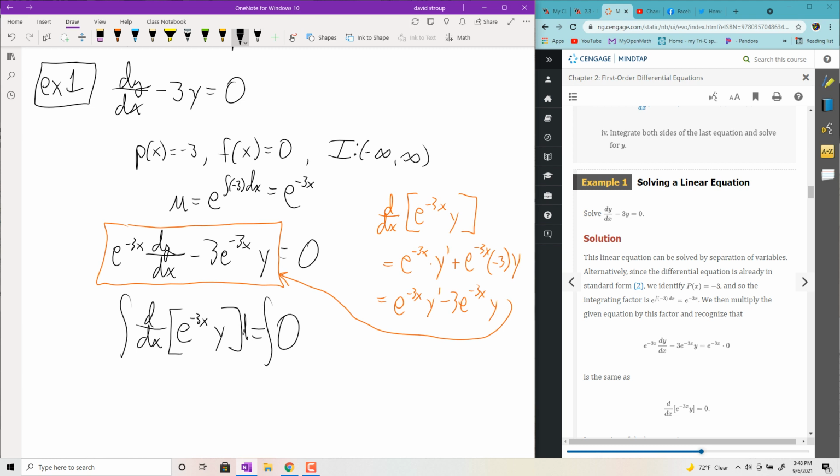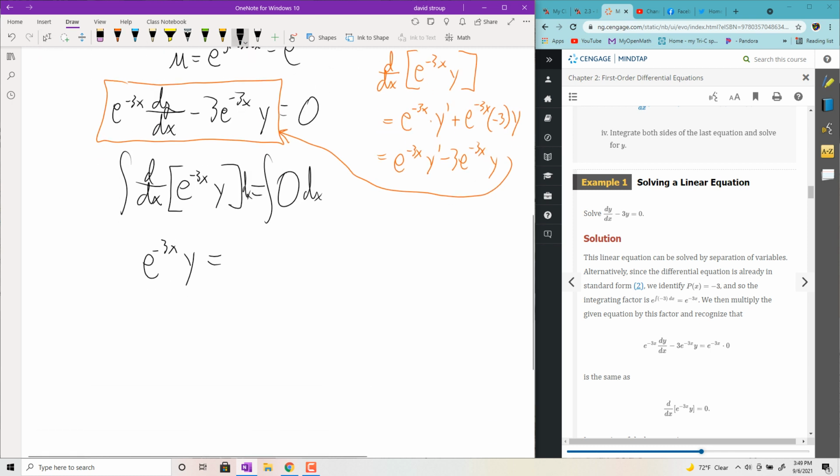I usually won't write the dx, but there should be a dx here. The integral of the derivative, that's one of the fundamental theorems of calculus. Those two will just cancel each other out, and you'll just be left with the e to the negative 3xy. On the right-hand side, the integral of 0 is just a constant. So you'll have c. And then we usually want an explicit solution, so you can multiply both sides by e to the positive 3x.